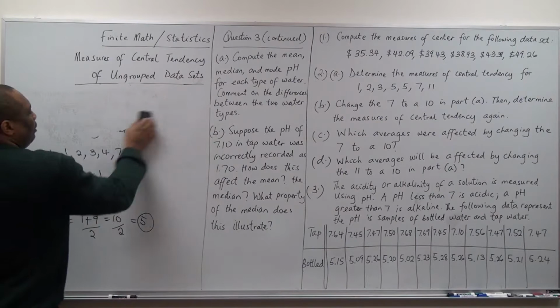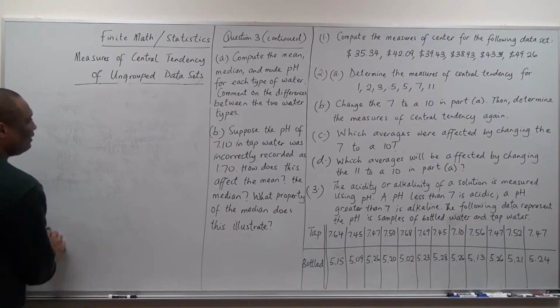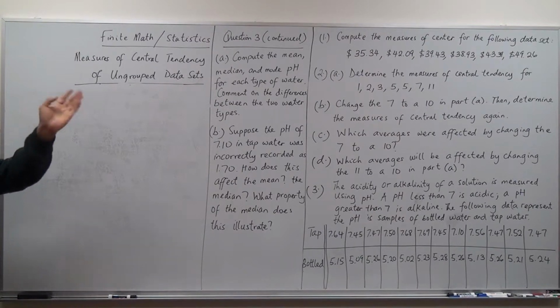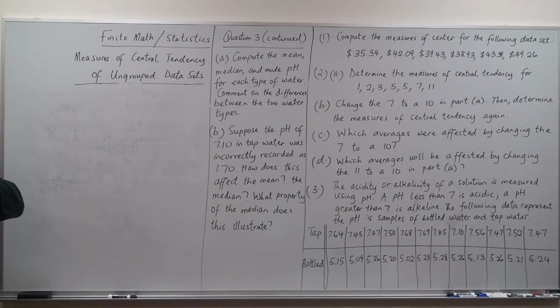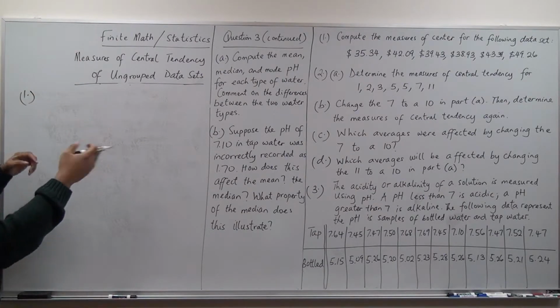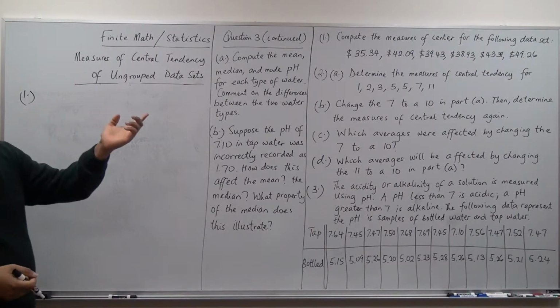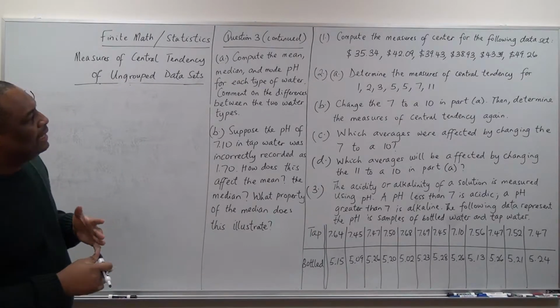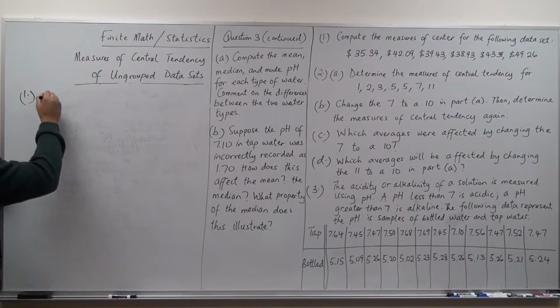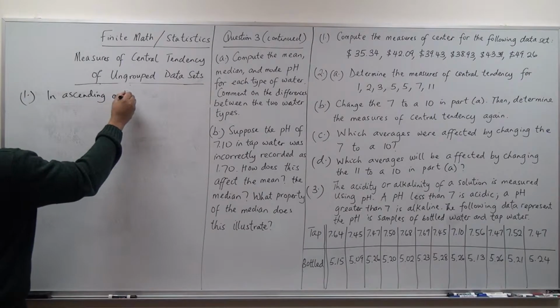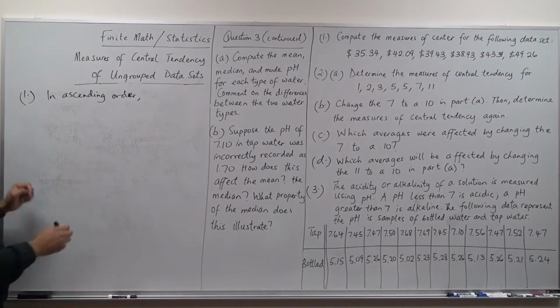Now you have an idea of all this, so we'll now finish up these 3 questions right away. Let's get it started. So number 1, compute the measures of center for the following data set. Like I said, first of all, let's arrange it in ascending order.